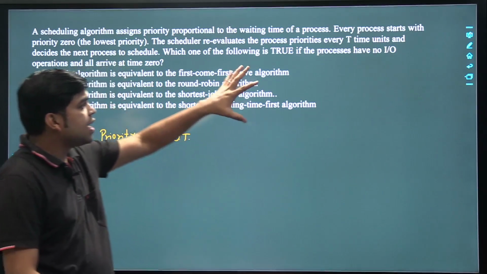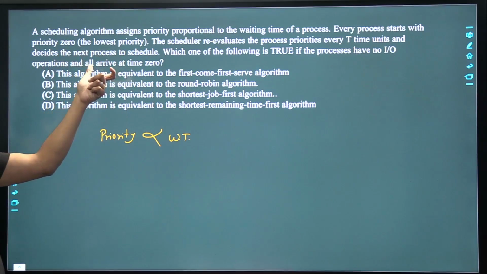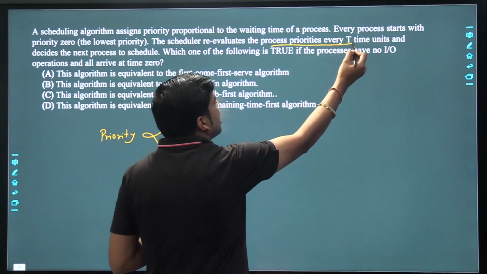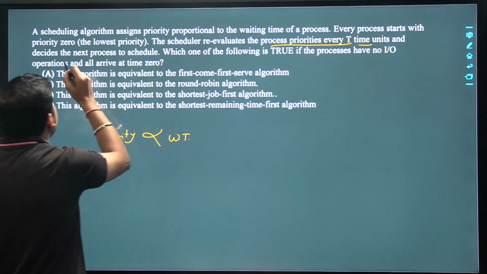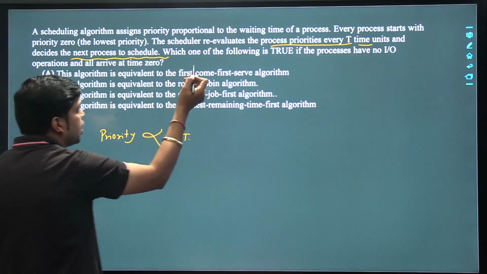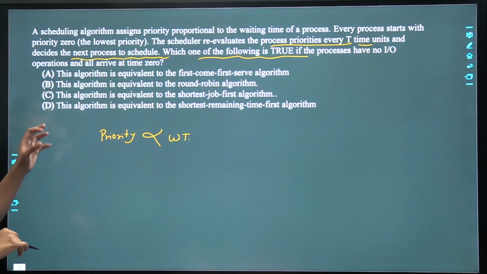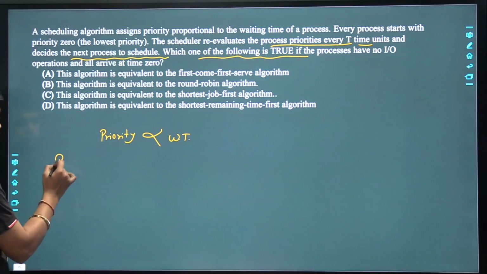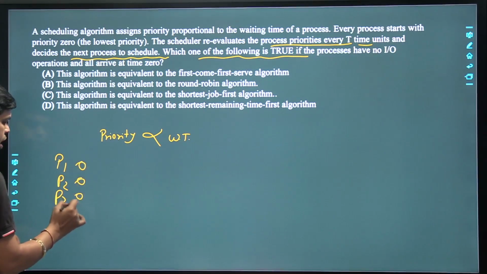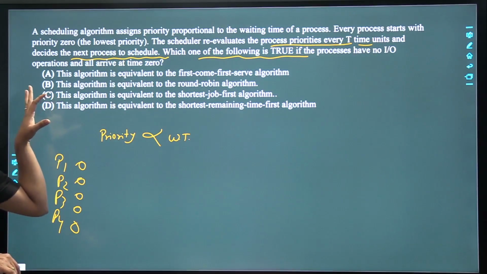Now here we can say that every process starts with priority 0, that is the lowest priority. Got it? Now the scheduler re-evaluates the process priority every t time units and decides the next process to schedule. Which one of the following is true if the processes have no IO operation and all arrive at time 0? Meaning all the processes arrive at time 0 and there is no IO operation for the processes, then what is the correct statement according to this?